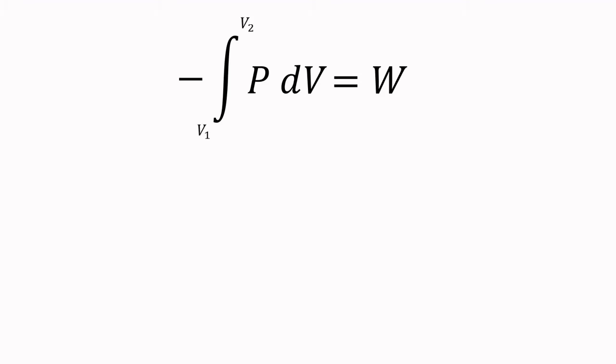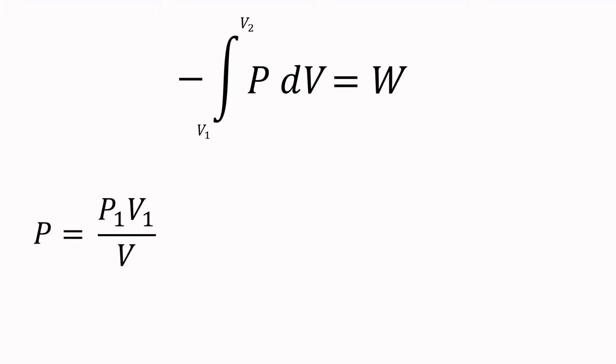Final bit of theory. Those of you who like calculus, you're going to like this. Here's our integral. It's got a negative sign, it's got all of that. We need some bounds, so why not V1, which is Vi, and V2, which is Vf? It can expand or compress. It works either way.